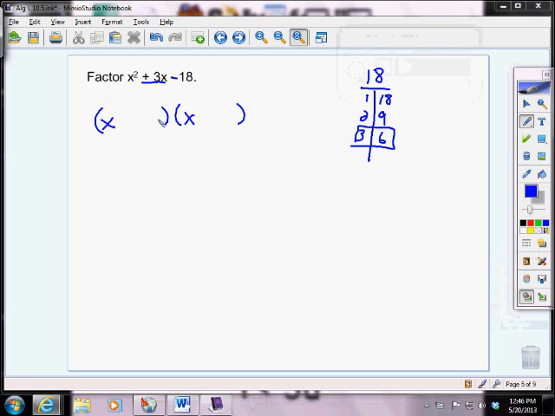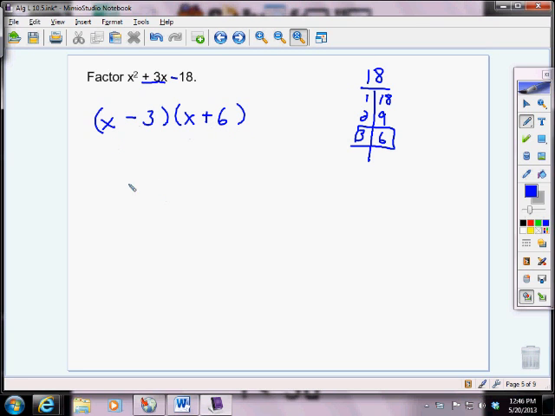I know that my two factors are going to be 3 and 6. What I have to decide is which one's positive and which one is negative. Some of you might be able to see, hey, I need this to be a positive 3, so I'm going to make my bigger term positive. That's fine. If you can't, just guess and check. I'm going to make this negative and this positive.